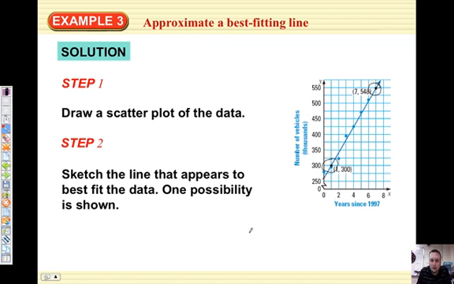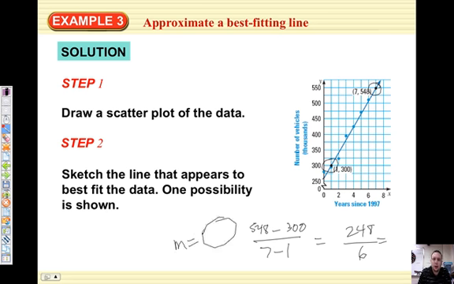So we would take what? 548 minus 300, right? Find the slope of these 2, and then 7 minus 1. That's me finding the slope. 248 divided by 6. Hit enter. Get the slope. M equals blank. You plug that into y equals mx plus b. So we got m. Then we got to go back and find b.